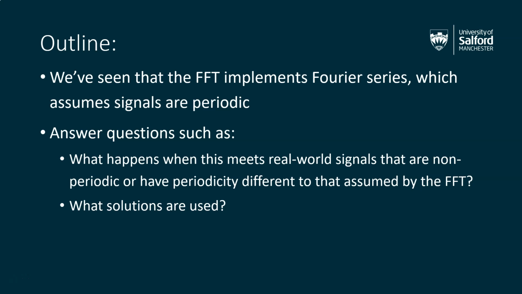This is basically going to always be the case. You might have an analyzer computing a fast Fourier transform, it'll have some assumed time period, and whatever you're measuring will pretty much never ever match exactly the period of the time analyzer, because even if they say they are, the clocks will be slightly different. So what solutions can we use to deal with the issues that might arise from this?